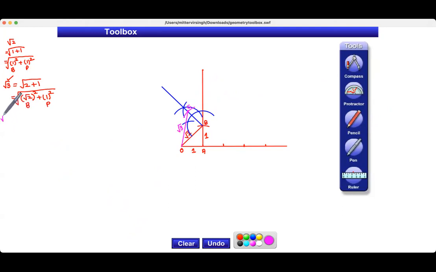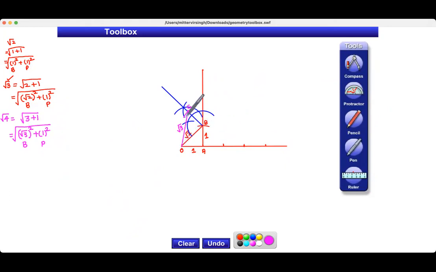Now I will represent square root of 4. How? I can write it as 3 plus 1. Now 3 is the square of root 3 and 1 is the square of 1. Now I will construct a right angle triangle whose base is root 3 and perpendicular is 1. So you can see O to C is root 3.